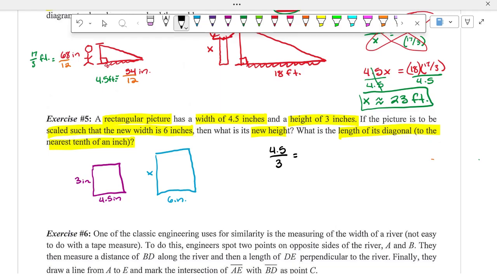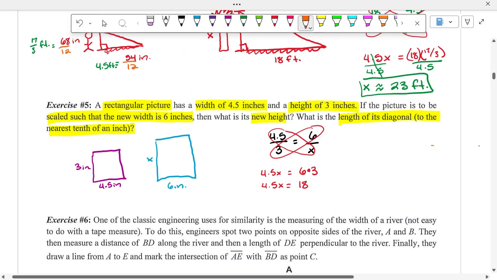What's going to go on top for the other picture? 6, because that corresponds to the 4.5 over what? X. Then we're going to cross multiply to solve. So I have 4.5x is equal to 6 times 3. So I have 4.5x equal to what? 18.